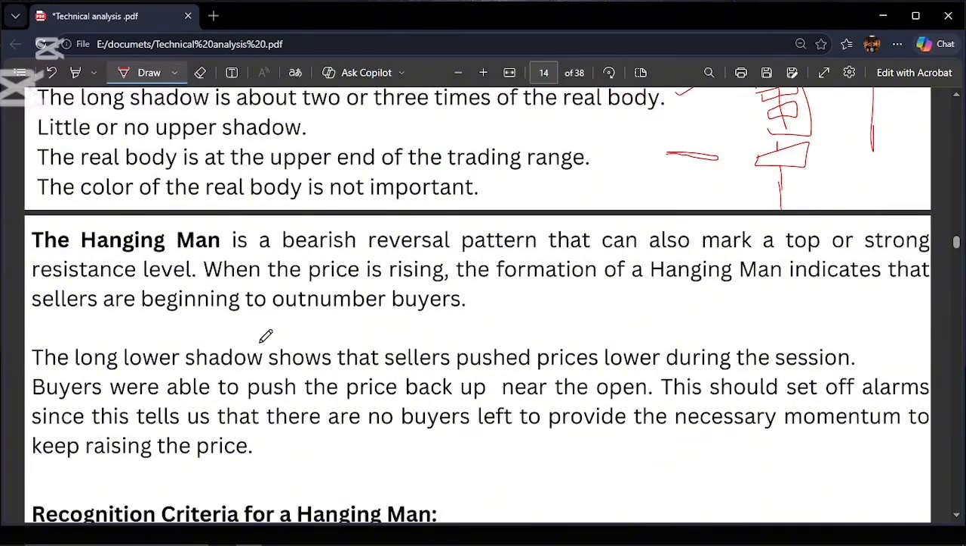So those are the criteria. Now let's talk about the hanging man. The hanging man is a bearish reversal pattern. It can mark a top or a strong resistance level. When the price is rising, the formation of a hanging man indicates that sellers are beginning to outnumber buyers, however much the price is moving up. So when sellers start to outnumber the buyers, that signals to us that sellers might turn the market downwards, because they always turn the market into a downtrend.